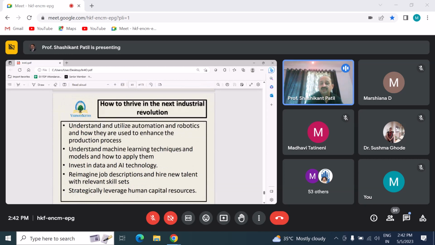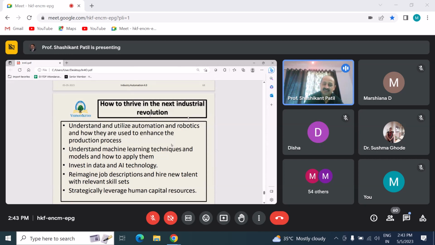Then how to thrive in the next industrial revolution. Whether it is an individual, an organization, or a system, we have to understand and utilize automation and robotics and how they are used to enhance the production process. We have to understand machine learning techniques and models and how to apply them. We have to be lifelong learners and invest in data and AI technology.